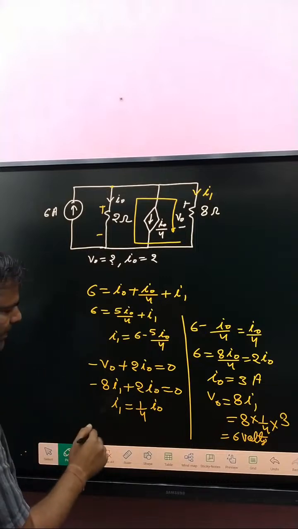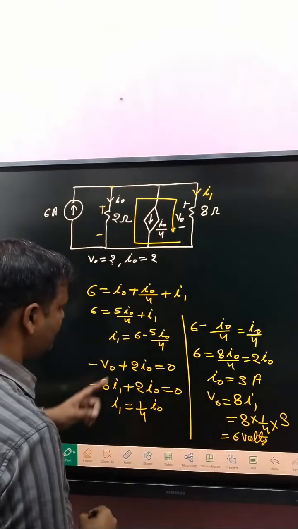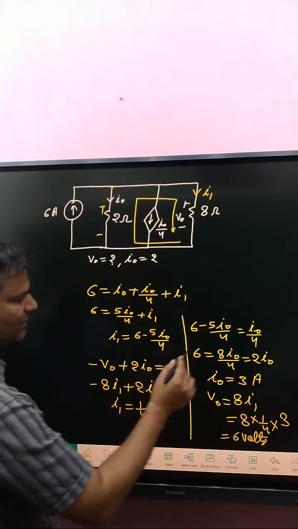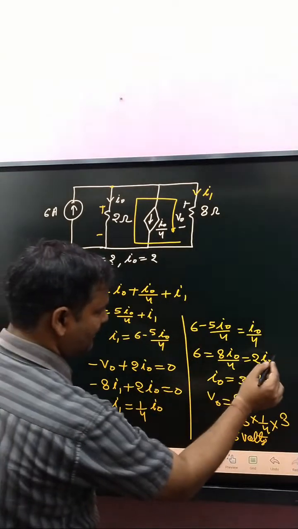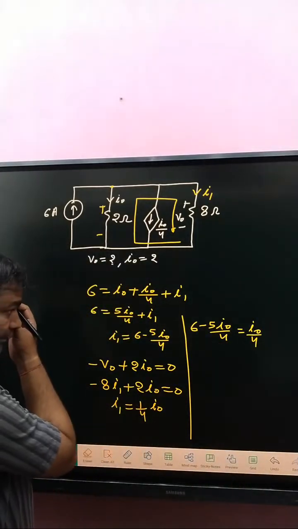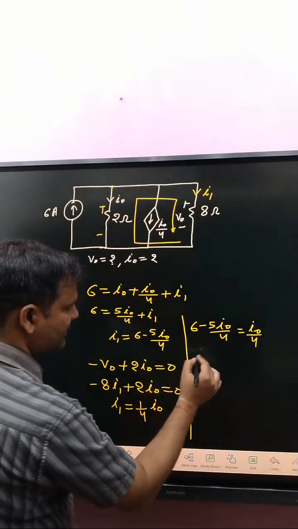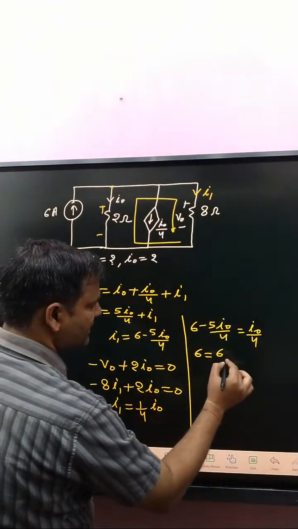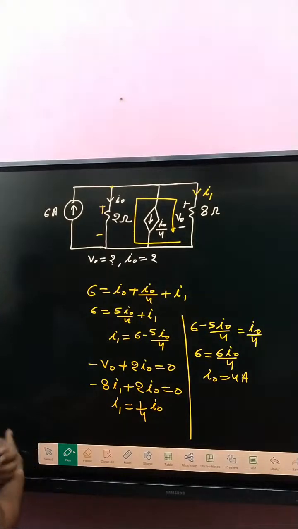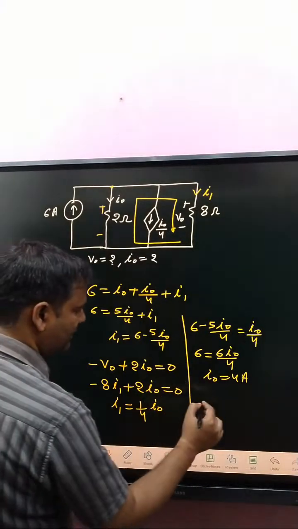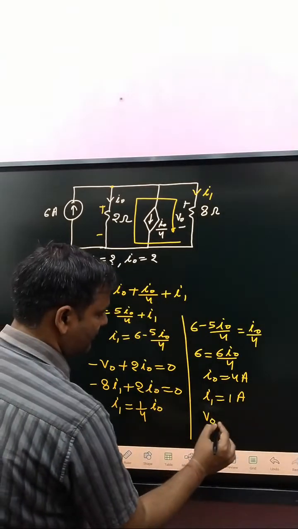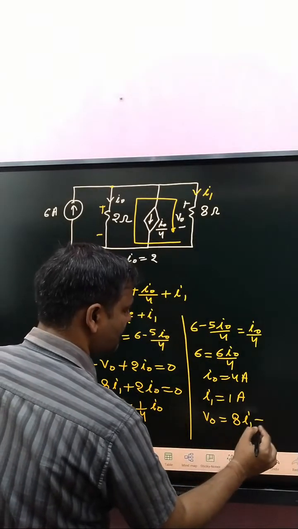Okay. I1 is equal to this one, after that 6 minus 5 I naught. Then that one is changed. So 6 is equal to 6 I naught divided by 4. So I naught is 4 ampere. Now that value put here. So I1 is 4 by 4, that is 1 ampere. And what about V naught? V naught is 8 into I1, so 8 volt.